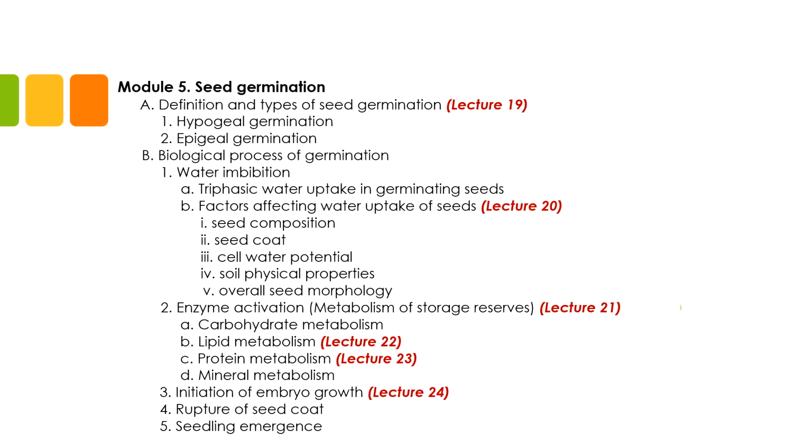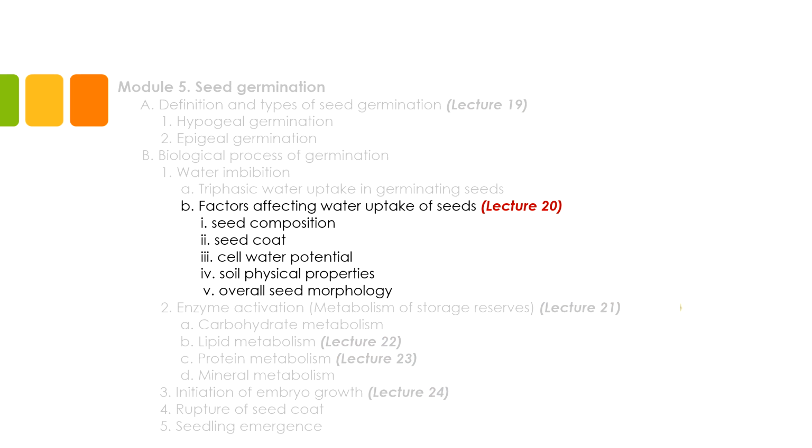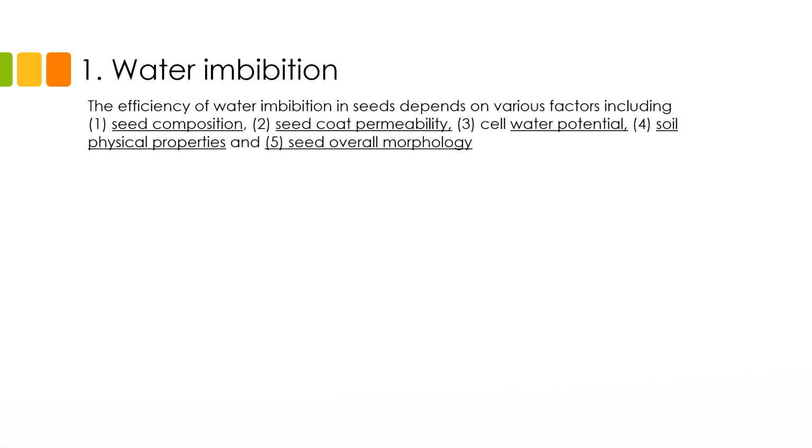In this lesson, we will look at the different factors affecting the rate of water uptake in seeds, and these include the seed composition, seed coat properties, cell water potential, soil physical properties, and overall seed morphology. The process of imbibition of dry seeds is dependent on various factors, namely the chemical composition of the seeds, seed coat permeability, cell water potential, soil physical properties, and seed overall morphology.